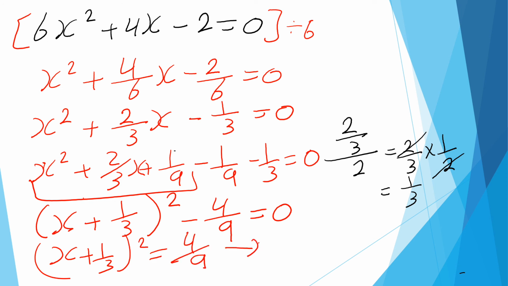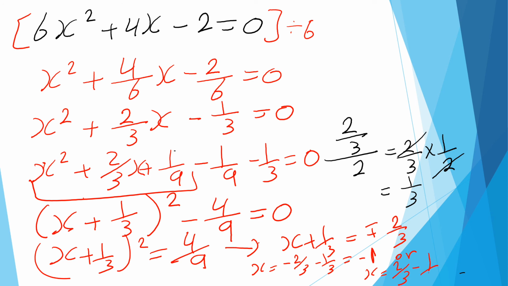Now you do square roots. Don't need the brackets anymore because I'm square rooting. Equals positive negative 2 over 3. So either x equals negative 2 over 3 minus 1 over 3, and that gives me negative 1, or x equals positive 2 over 3 minus 1 over 3, and that gives me 1/3. So those are two values of x.